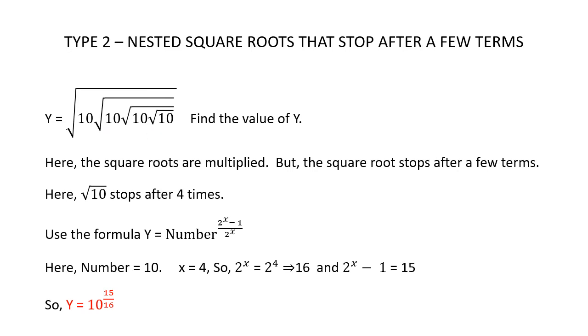So in such cases, to find the value of y, use the formula y is equal to number raised to the power 2 to the power x minus 1 by 2 to the power x. Here the number is the number under the square root. In this problem, the number is 10. Now square root of 10 stops after 4 times, so x is equal to 4. So 2 raised to the power x is nothing but 2 raised to the power of 4, which is 16. 2 raised to the power x minus 1 is 16 minus 1, which is 15. So y is equal to 10 raised to the power 15 by 16.